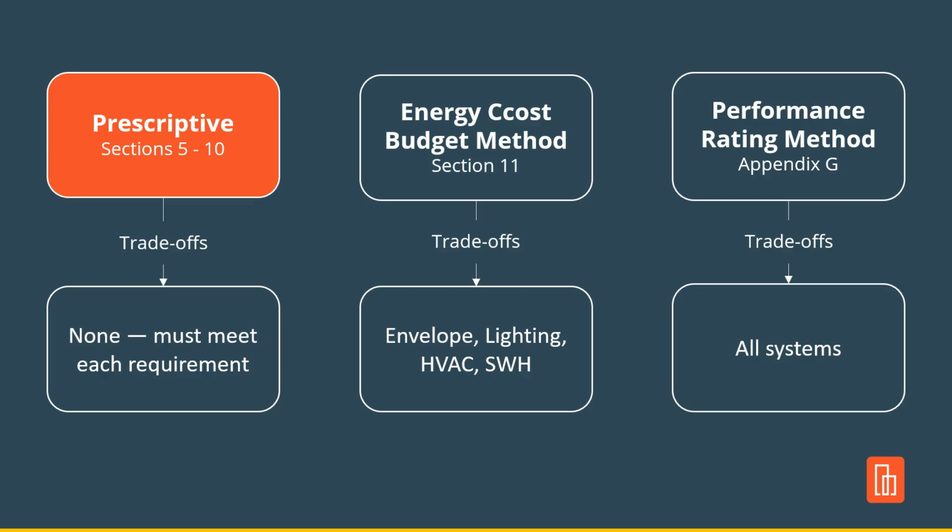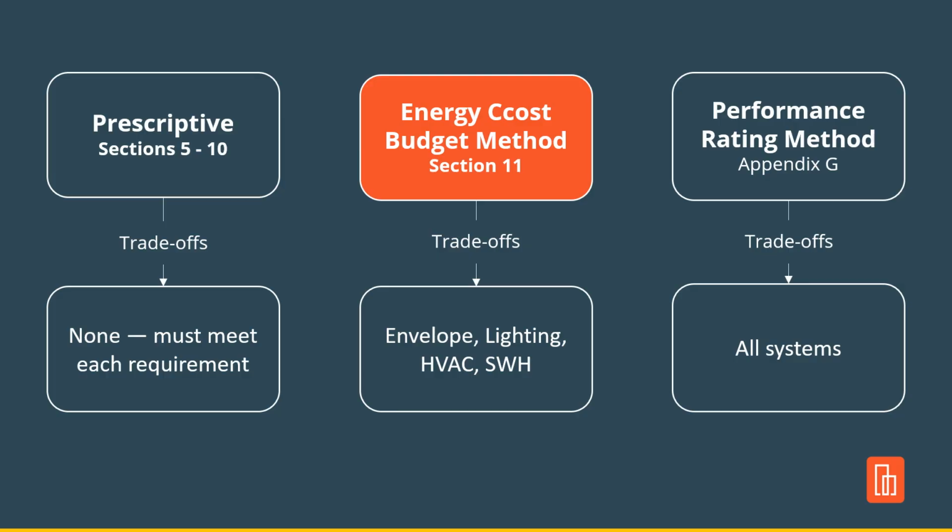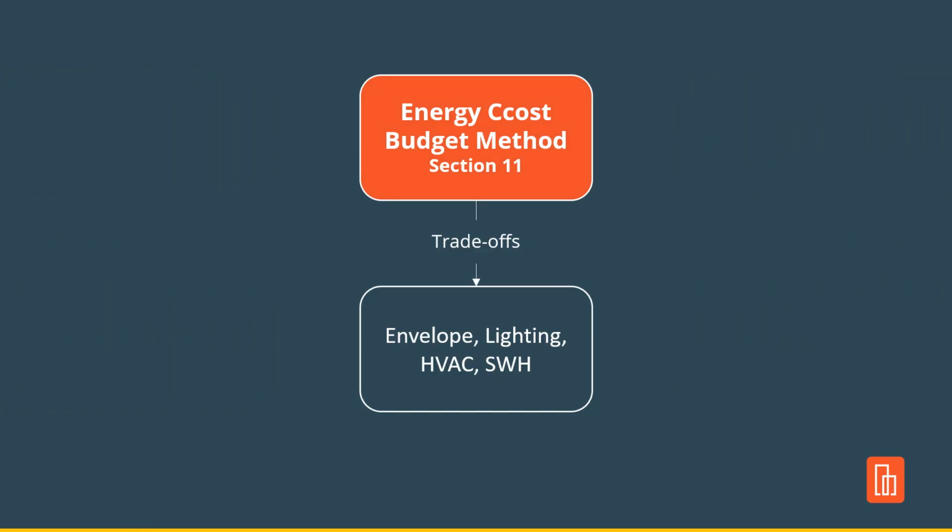The energy cost budget method itself, you have opportunities in the building envelope, lighting, HVAC, and hot water systems. Over in the performance rating method, you have all systems, but then you have some other complexities that may not actually make that as flexible as it may appear. What I want to talk about is the energy cost budget method here, because I think that is the most useful. Performance rating method, again, hit up that YouTube video. Let's get into the energy cost budget method, because that's the one that is the context here today.